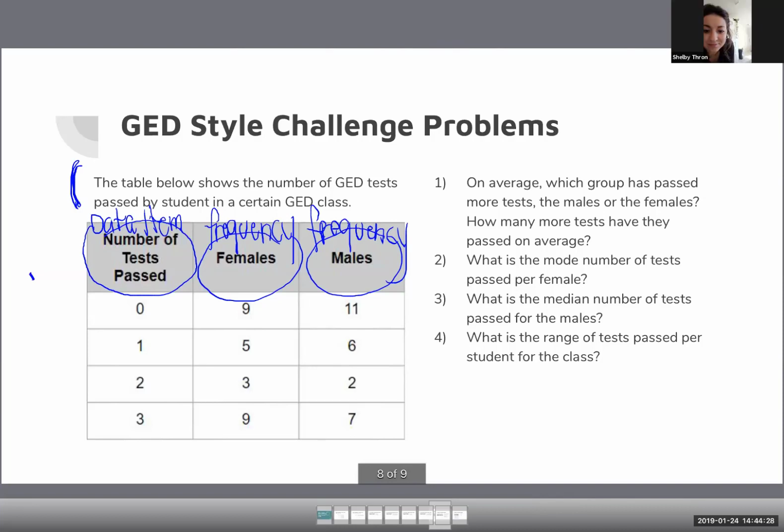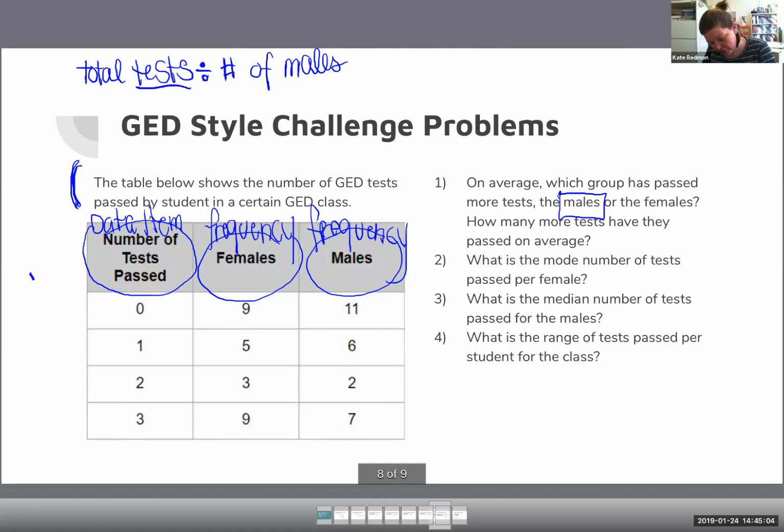So first thing I'd like to do is find on average how many tests the males have passed. Let's do it. How could we find the average number of tests the males have passed? Well, first we need the total tests that all the males have passed. And if we're finding tests per male, then we're going to divide it by the number of males. And that will give us the tests per male student.